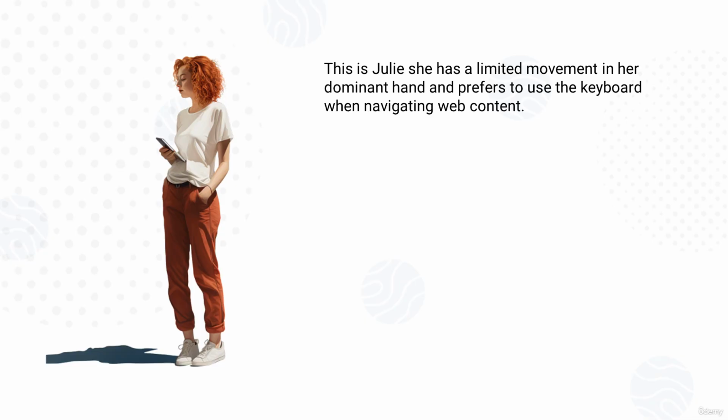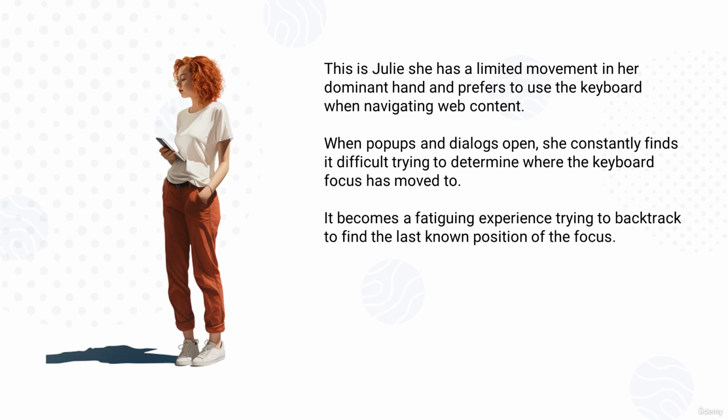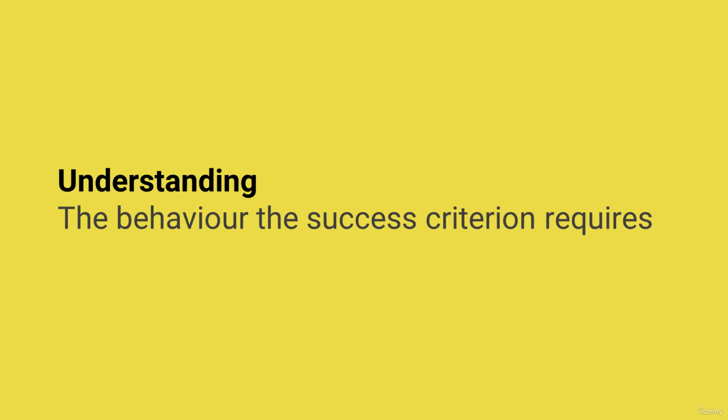This is Julie. She has a limited movement in her dominant hand and prefers to use the keyboard when navigating web content. When pop-ups and dialogues open, she constantly finds it difficult trying to determine where the keyboard focus has moved to, and it becomes a fatiguing experience trying to backtrack to find the last known position of the keyboard focus. The criterion requires content doesn't obscure other keyboard focusable elements at all.